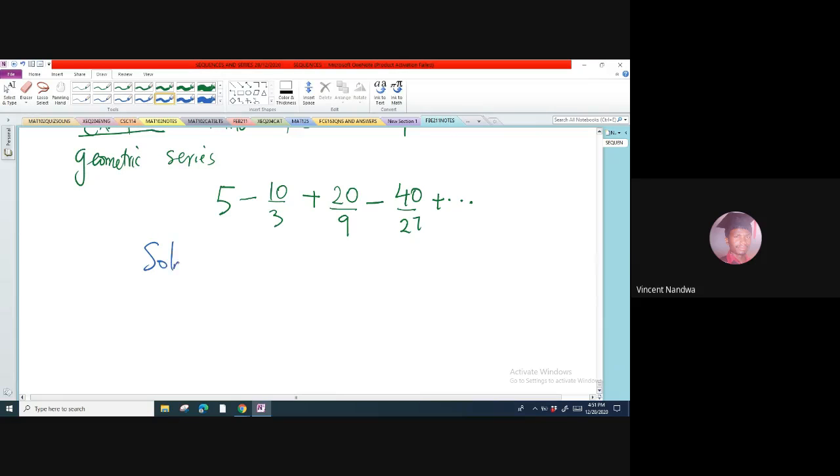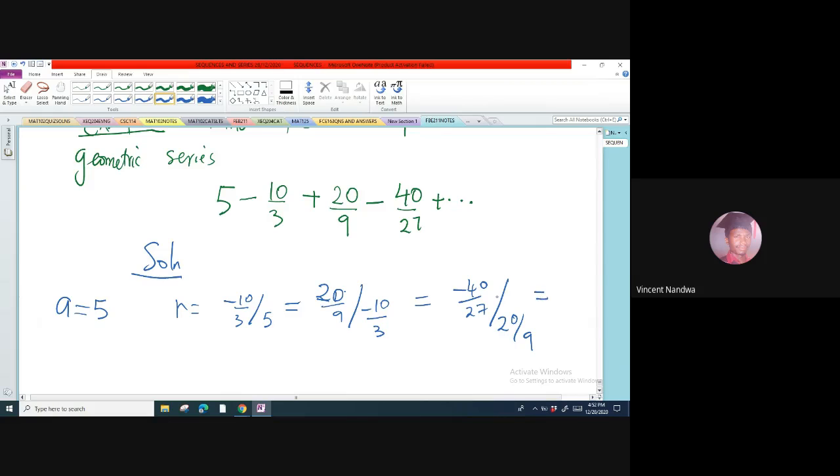So solution, a is 5, r is minus 10 over 3 divided by 5, which is the same as 20 over 9 over minus 10 over 3, which is the same as minus 40 over 27 divided by 20 over 9. When you work this out, you should get your r to be negative 2 over 3.